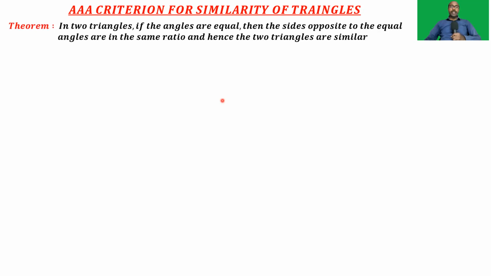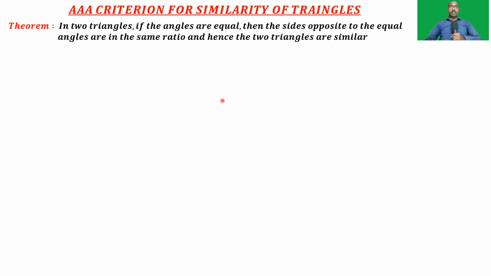In previous class, we derived the theorems for criteria for two triangles to be similar. There are three criteria for two triangles to be similar. And the first one is the angle criterion. This criterion is saying that in two triangles, if the angles are equal, then the sides opposite to the equal angles are in the same ratio, and hence the two triangles are similar.